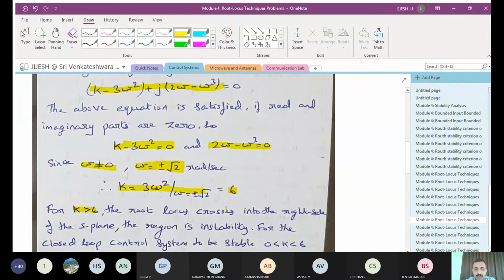This you have to understand. When k is greater than 6, the root locus crosses into the right side of the S-plane and the region is instability. For the closed loop control system to be stable, the k value should be between 0 and 6, that is, 0 less than k less than 6.